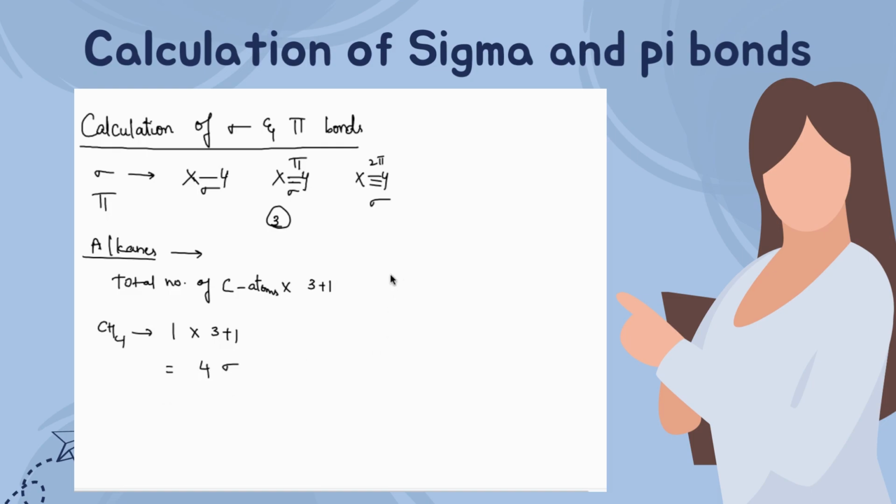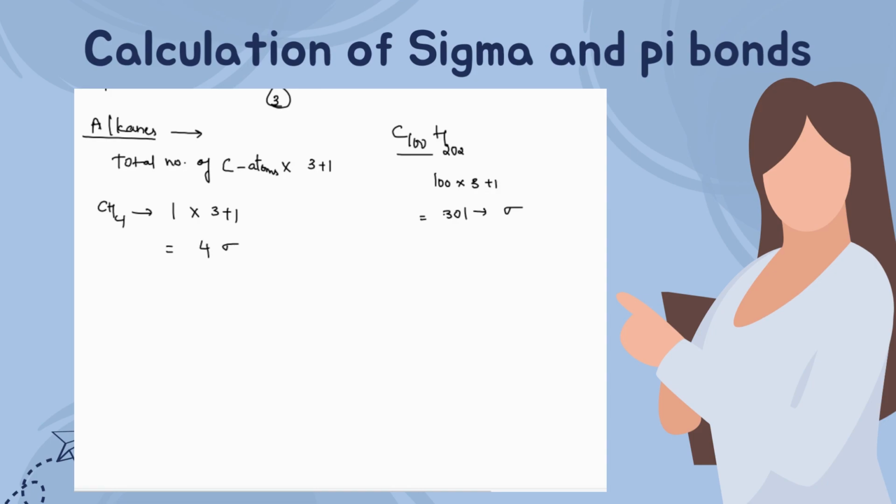For simple molecules we can draw the structure and count the bonds. But if a large compound is given, like C100H202, you cannot write out 100 carbons and draw the bonds around them. It's a hectic process. Instead we can use this simple formula. There are 100 carbon atoms, so 100 into 3 plus 1 is 300 plus 1, which is 301. That means there are 301 sigma bonds in this molecule. If you want to check, you can try drawing the structure completely.